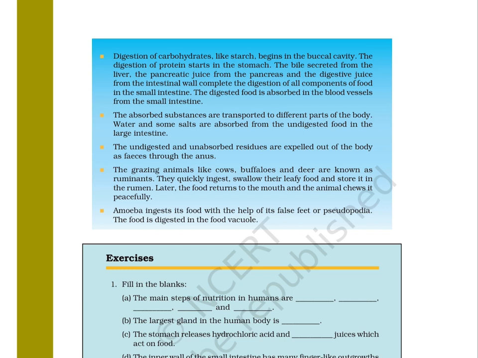8. The grazing animals like cows, buffaloes, and deer are known as ruminants. They quickly ingest and swallow their leafy food, and store it in the rumen. Later, the food returns to the mouth and the animal chews it peacefully. 9. Amoeba ingests its food with the help of its false feet or pseudopodia. The food is digested in the food vacuole.